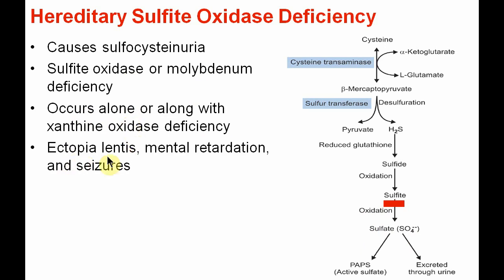So symptoms are ectopia lentis, mental retardation and seizures. As the active sulfate is not formed, there is defect in the glycosaminoglycan formation. So these are the symptoms.